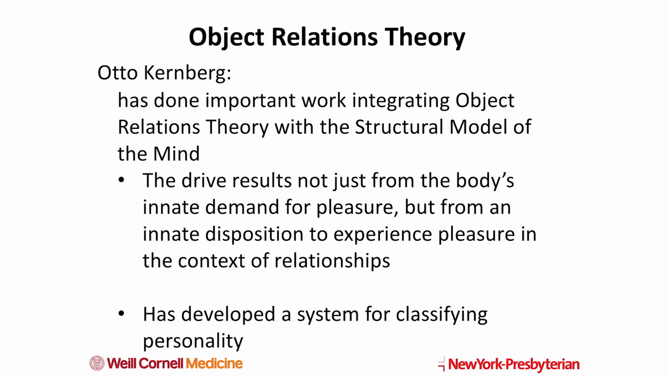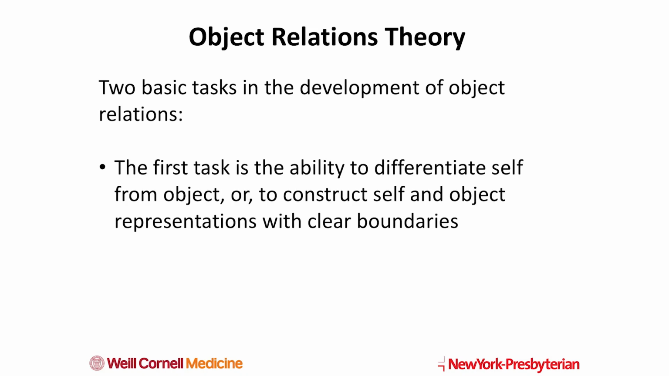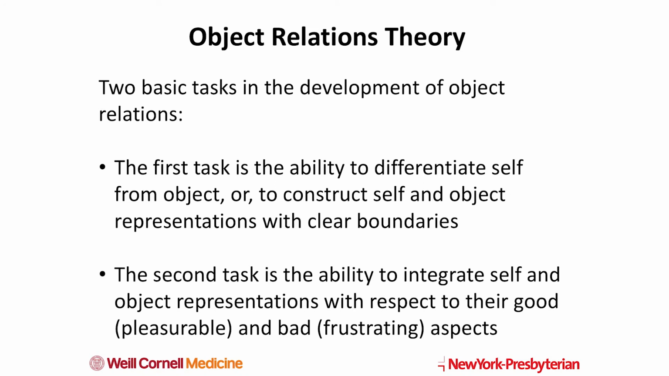Kernberg has also developed an important system for classifying personality organization and a theory for understanding borderline personality disorder, both of which reflect his efforts to integrate ego psychology and object relations theory. According to Kernberg, in the development of healthy object relations, every individual must succeed at two basic tasks. The first task is the ability to differentiate self from object, or to construct self and object representations with clear boundaries. The second task is the ability to integrate self and object representations with respect to their good or pleasurable and bad or frustrating aspects.